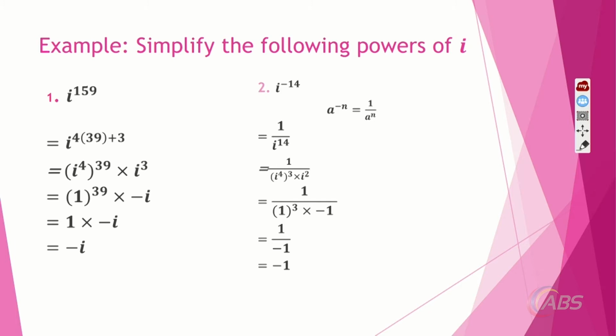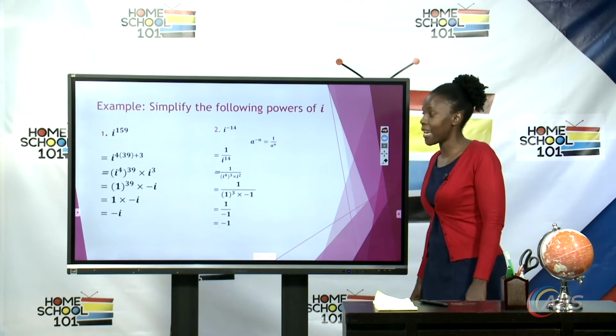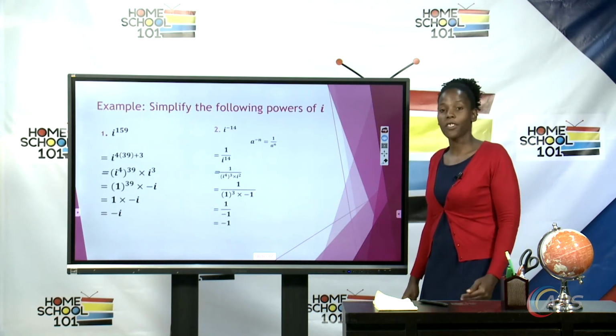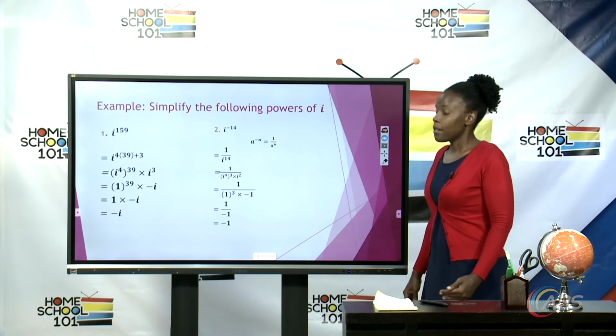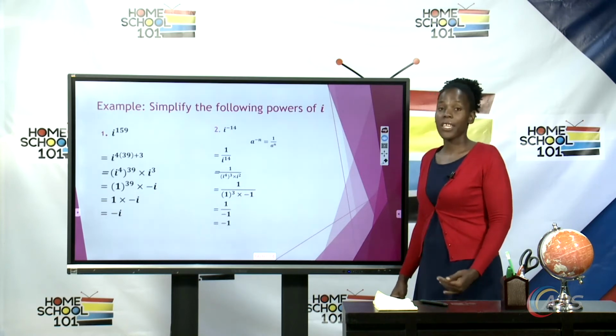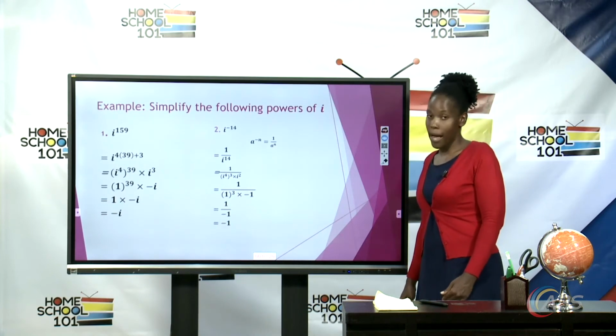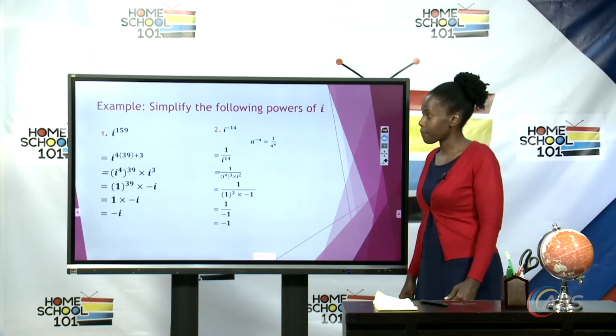We would then go ahead and rewrite as i to the power 4 in a bracket times 39. And we're doing this because we will make a substitution for i to the power 4. Recall that i to the power 4 is equal to positive 1. So this then becomes i to the power 4, which is 1, to the power 39 times negative i, because i to the power 3 gives us negative i. We know that 1 to any power is itself. So in this case, 1 to the power 39 would give us 1. Therefore, 1 times negative i would give us a value of negative i.